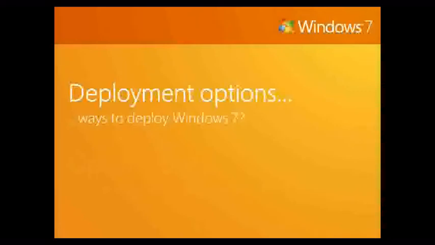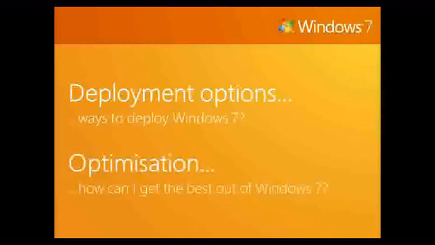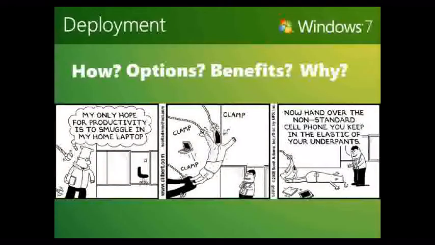I'm going to go through a couple of things in this session. First of all, deployment options, and why is that important? Why should I look at it? And then also optimization. How can I get the best out of Windows 7? So you can see the two things. If you haven't already deployed, these are the ways of doing it. If you have deployed, then how am I getting the most out of Windows? So first of all, deployment.